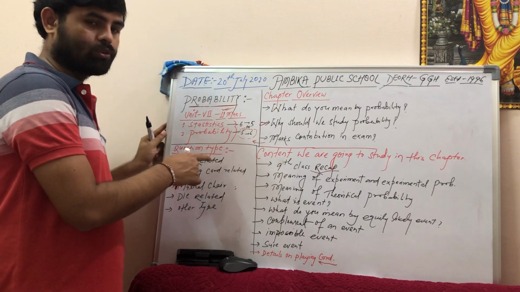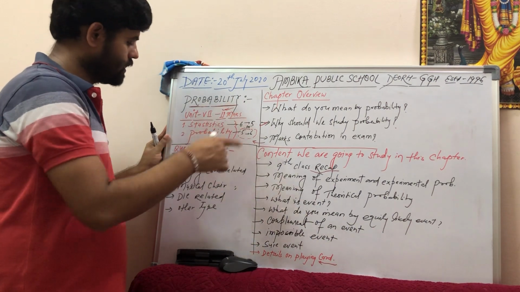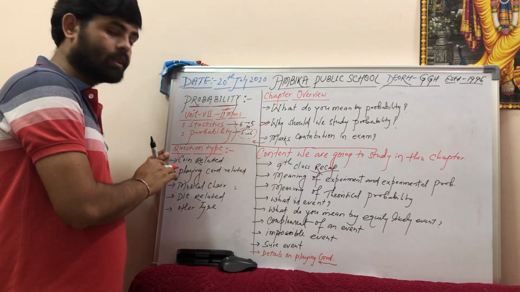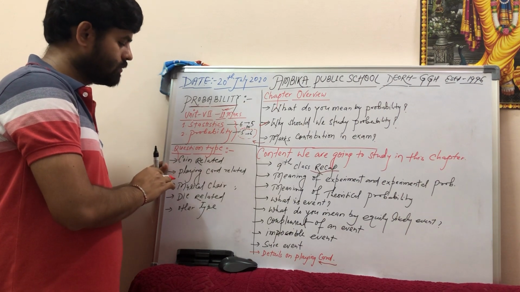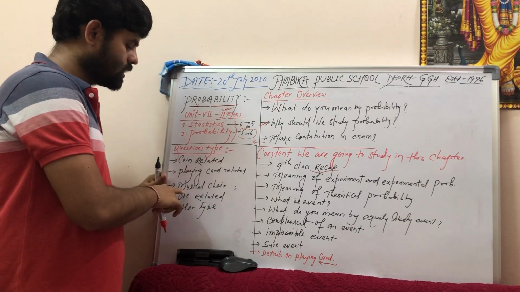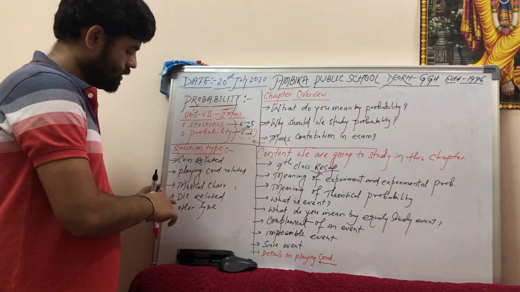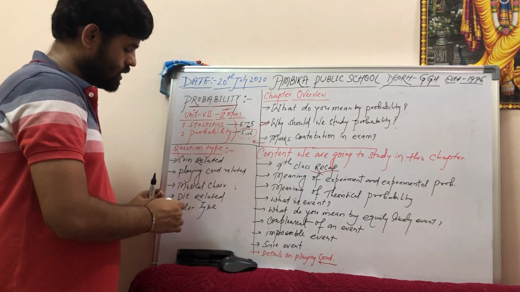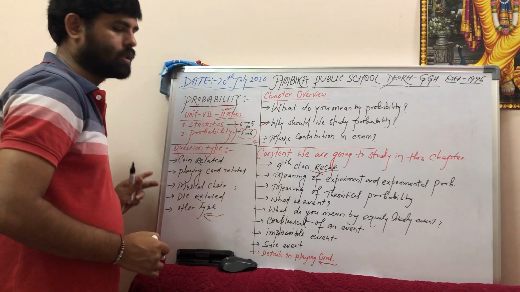And the types of questions in this whole chapter are: one will be point related questions, another will be playing card related questions, another musical chair related questions, another die related questions, and some other types of questions also.